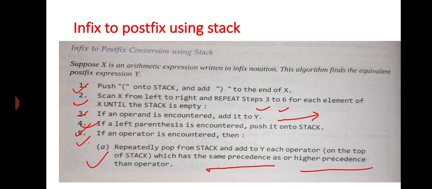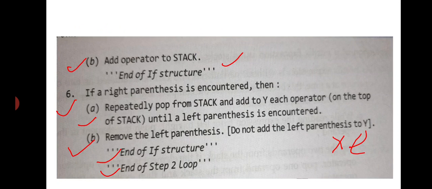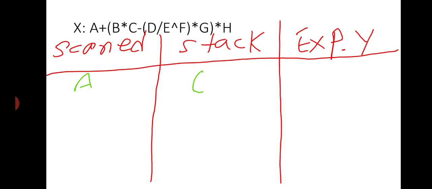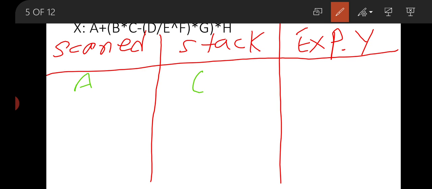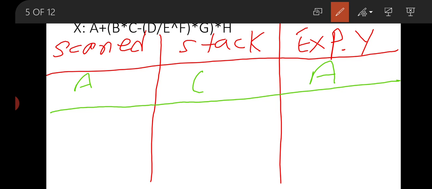Now the second step is scan x from left to right and repeat steps 3 to 6. We are repeating step 2, scanning. Third, if an operand is encountered, add it to y. Now we can see that here a is an operand, and we have to put it into expression y. Then we have to put a in the expression. Now this is the first symbol scanned.